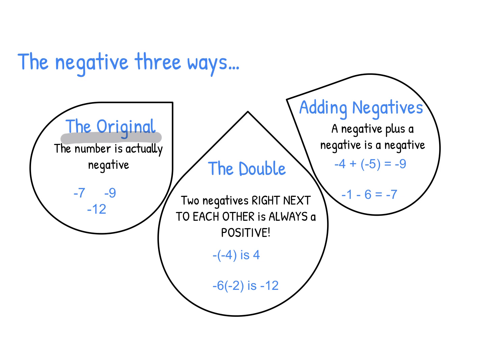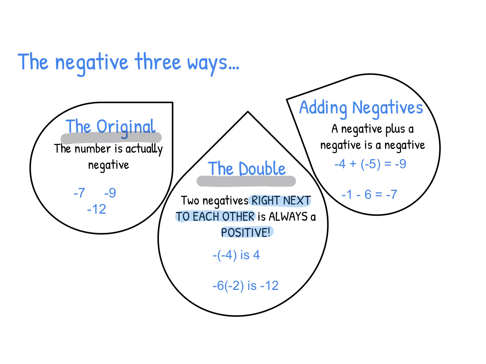The next thing that we want to think about is this idea of the double negative. That was pretty confusing for a lot of people, and it is kind of where all of our math is headed. With the double negative, we have two negatives right next to each other. That's the important part, that they're right next to each other. And when we have these right next to each other, it is always a positive result.